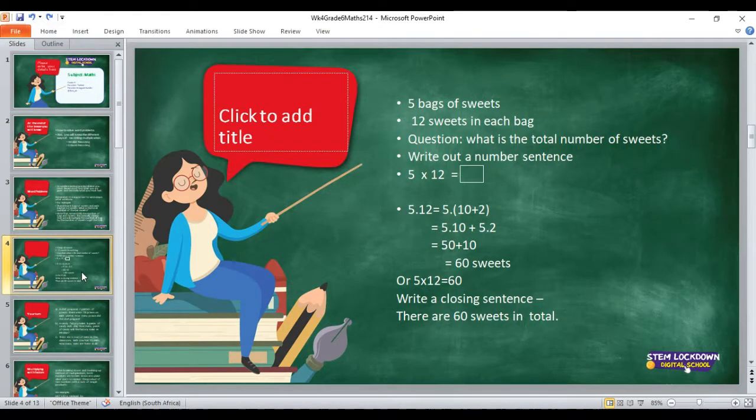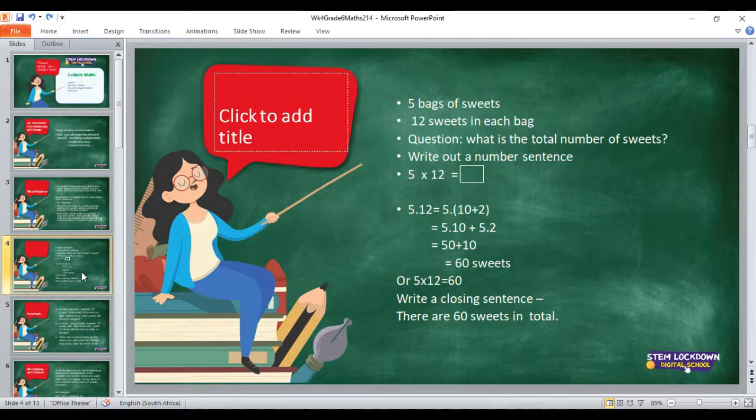But with word problems, it is important that we write out these steps. It is important that we write down what we have, what we know and what we're looking for. And we also write the number sentence, which is 5 multiplied by 12, and that little box with an M, the box with no answer. You leave it open, and then at the bottom, you continue calculating. All right, you must always have your closing sentence. The closing sentence here would be, there are 60 sweets in total.